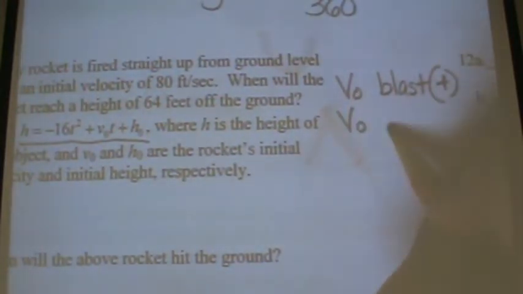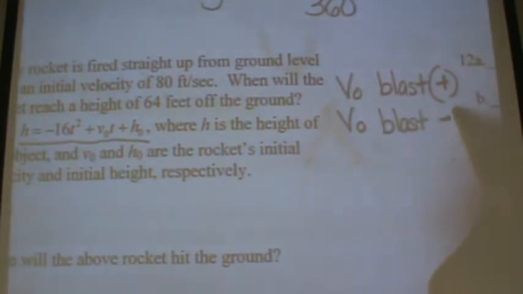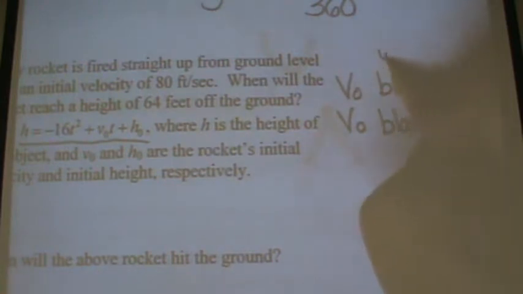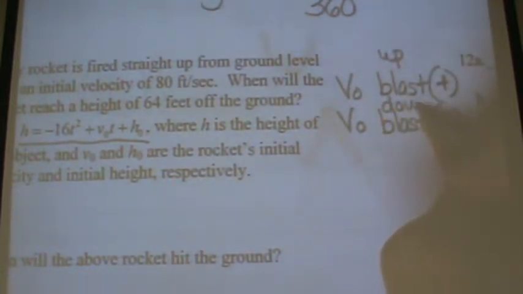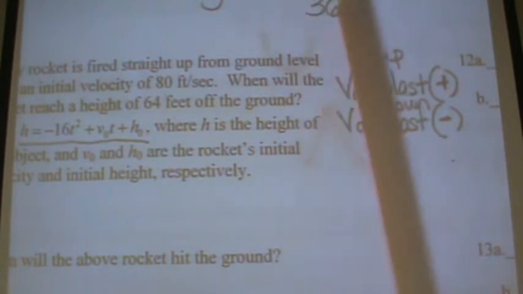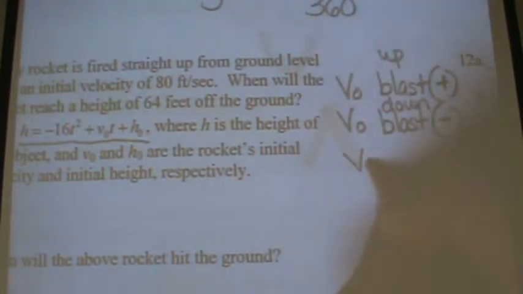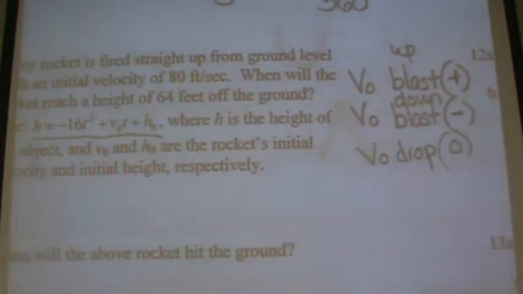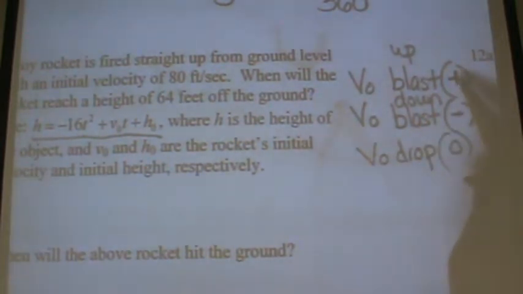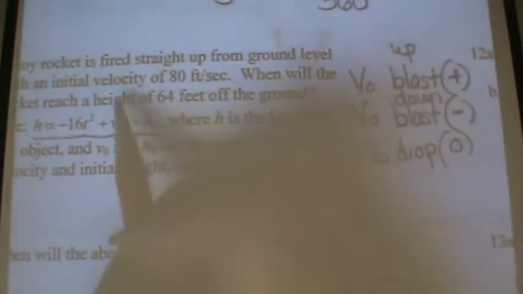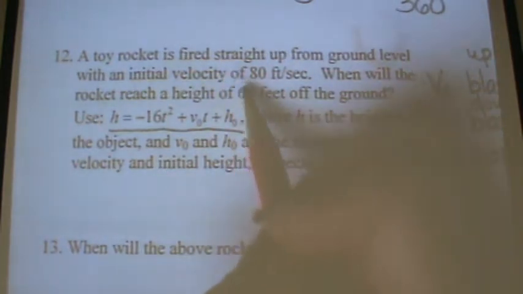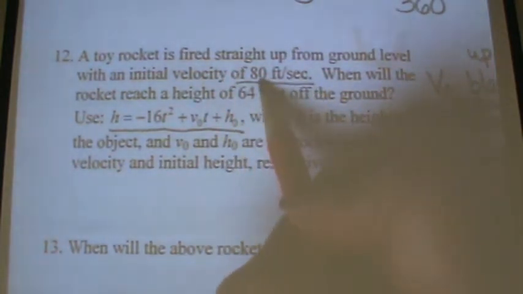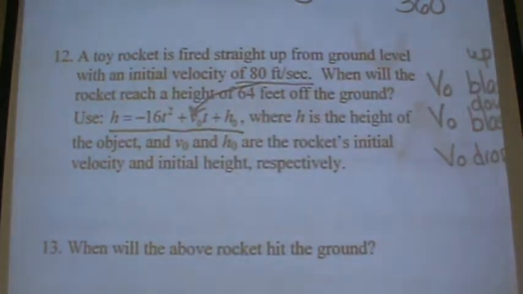If you blast something down, it's going to be negative. So up, down, and if you simply drop something, it's 0. So if I throw something up in the air, my velocity is positive. And that's what I'm doing in this one. I'm blasting it up. So this is going to be 80 for my V0.